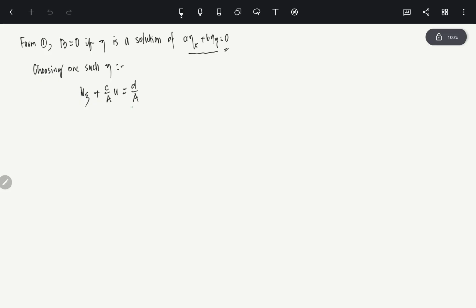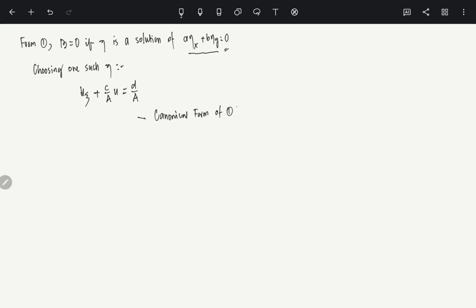Now you see, this equation is much easier to solve. This is called the canonical form of the equation. So you understand what's happening, right? You just choose one eta in such a way that this becomes 0, and then the whole equation turns out to be a much easier equation to solve.